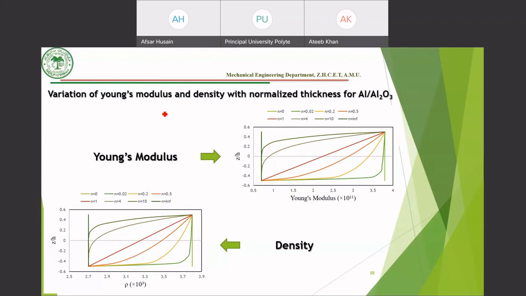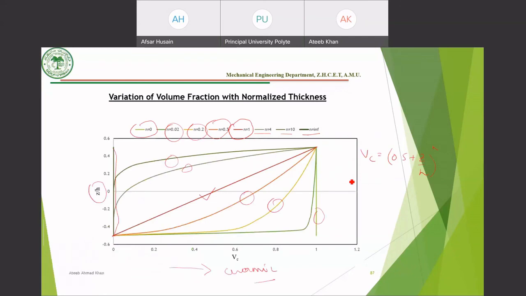But for now, you can see that this is the variation of Young's modulus with the normalized thickness, and it is again the same as in the case of the volume fraction. At n equal to 1, the variation is linear, and at n equal to 0, the plate is 100% ceramic, as you can see that the volume fraction is 1 throughout the thickness of the plate.